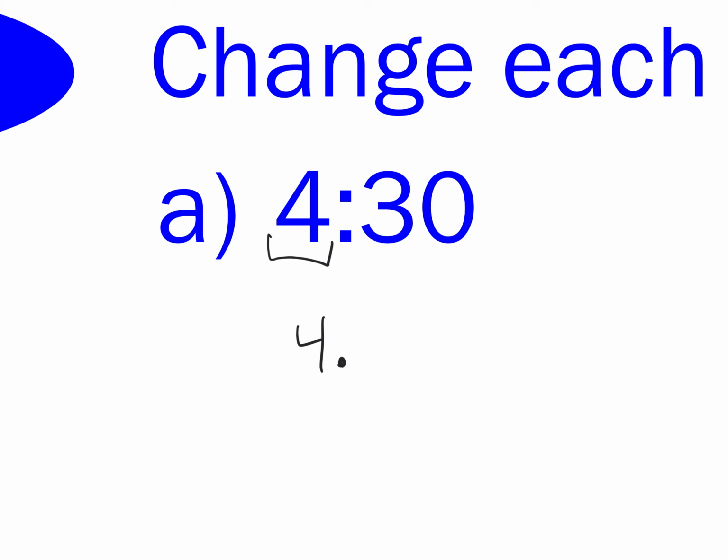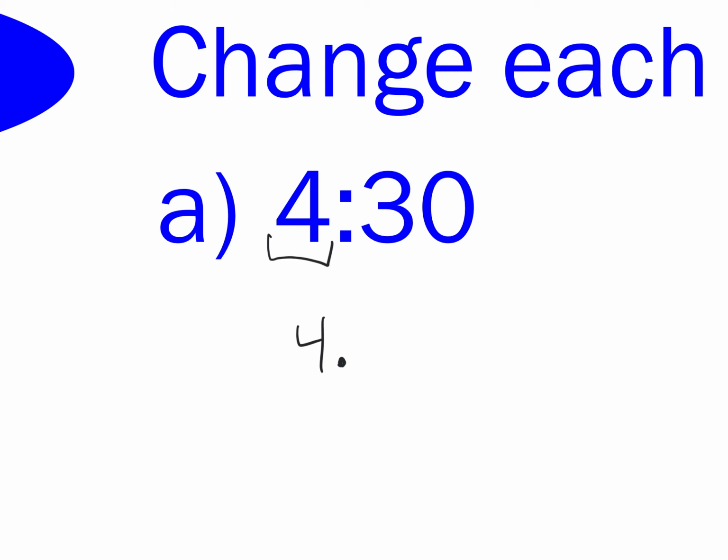But the next part is not so obvious, because lots of people make the mistake of saying, well, it's 4.30 hours. There's a problem with that thinking, though, because when we write a decimal like this, the decimal is in the system where we have tens. We don't have 100 minutes in an hour, so that's why you can't do that.